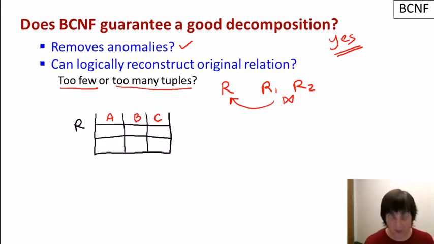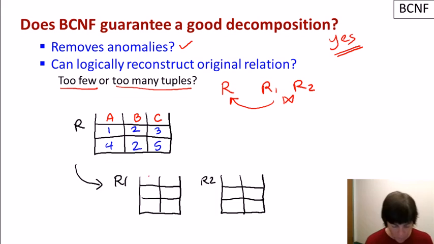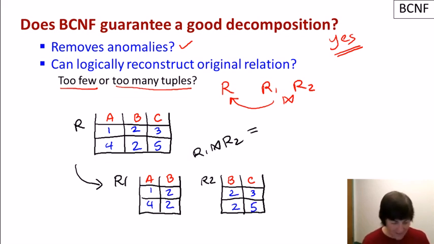So here's a relation R with 3 attributes, and let's have 2 tuples, (1, 2, 3) and (4, 2, 5). And let's suppose that we decompose R into R1 and R2. R1 is going to contain AB, and R2 is going to contain BC. So let's fill in the data. In R1 we have (1, 2) and (4, 2), and in R2 we have (2, 3) and (2, 5). Now let's see what happens when we join R1 and R2 back together. When we do that, you might see what's going to happen. We're actually going to get 4 tuples: (1, 2, 3), (1, 2, 5), (4, 2, 3), and (4, 2, 5). And that is not the same as our original relation.